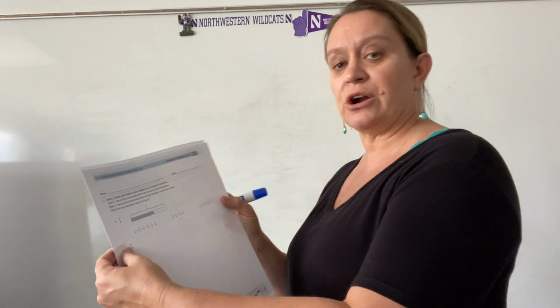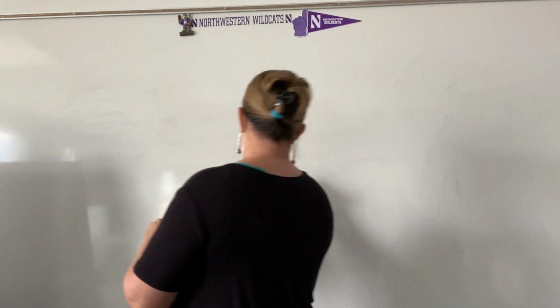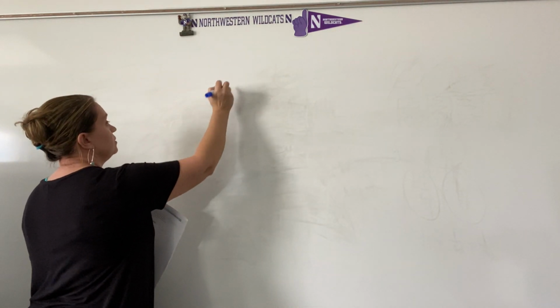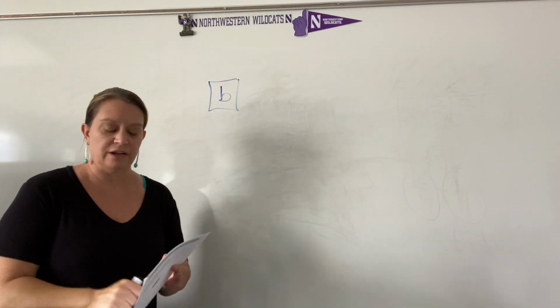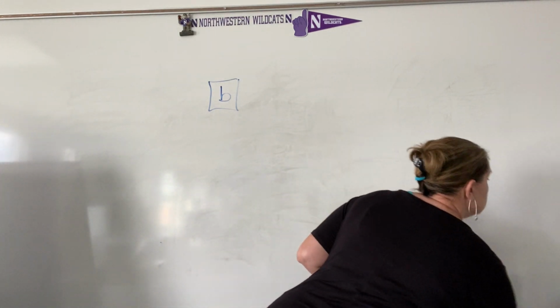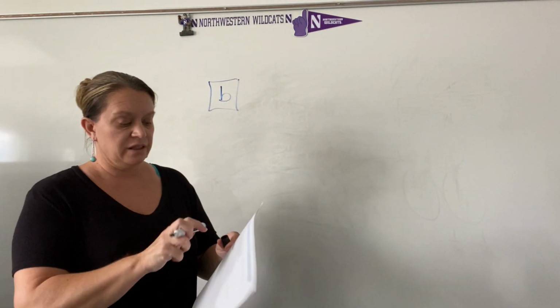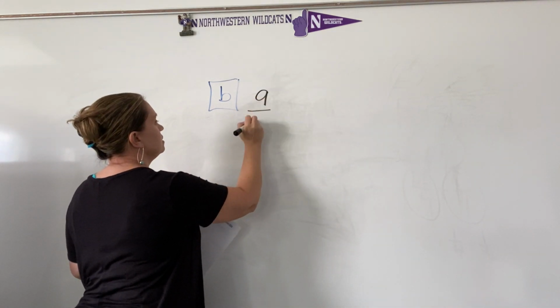So if I look at letter B, and it has 9/10. Let me get a darker marker. Blue's not working out for us. So now that I have a different marker, it says 9/10.